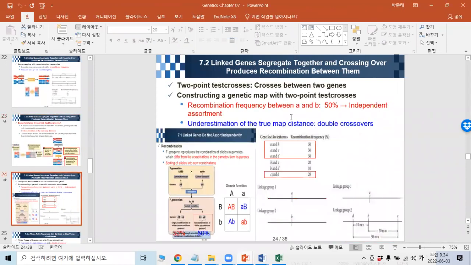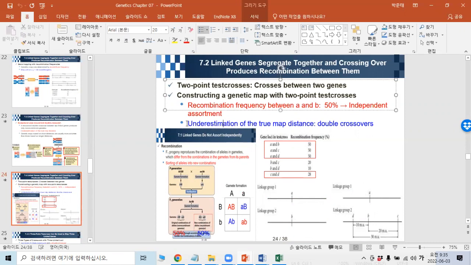So this is the two-point test cross between genes. In two-point test crosses, we have the recombination frequency. If their recombination frequency is 50, it means that they are independently assorted. It means that they are located on different chromosomes. Also, double crossover affects the estimation of true map distance.